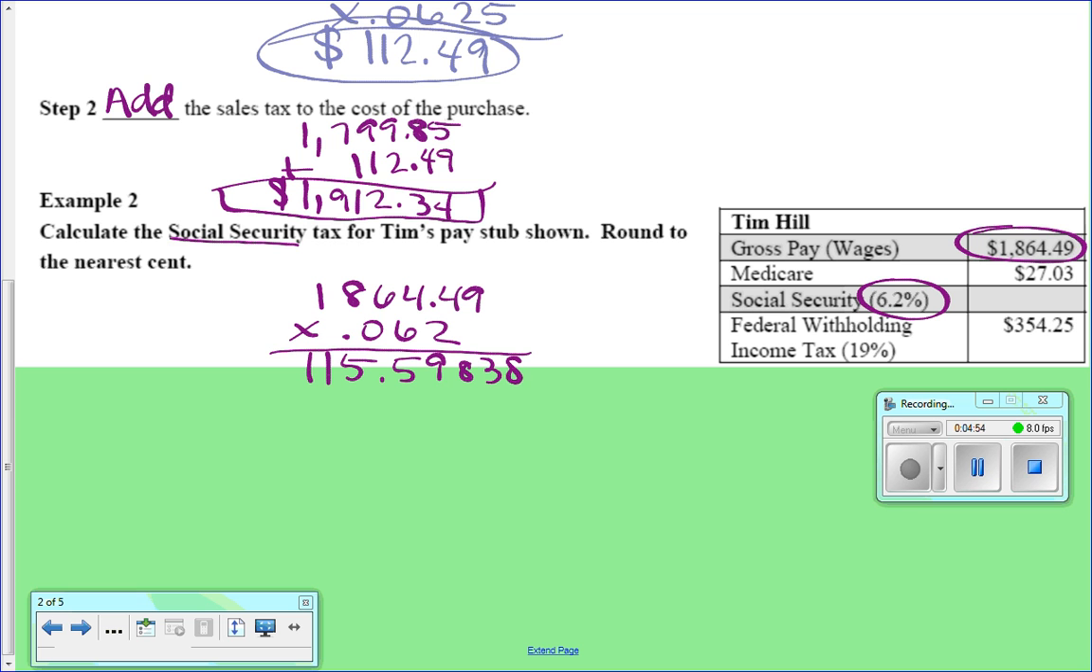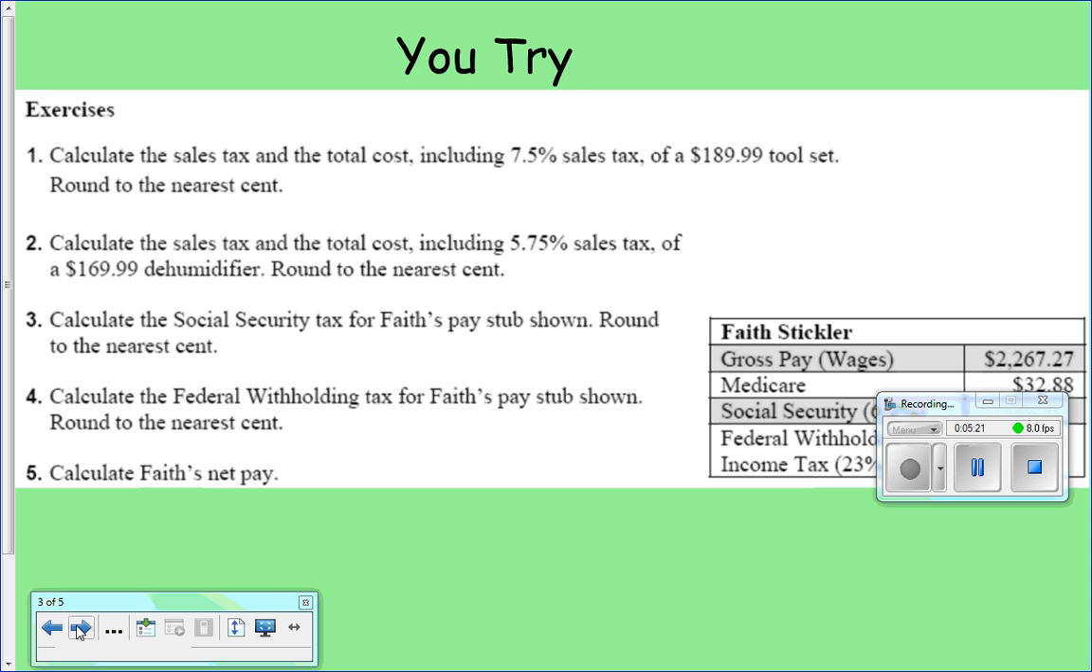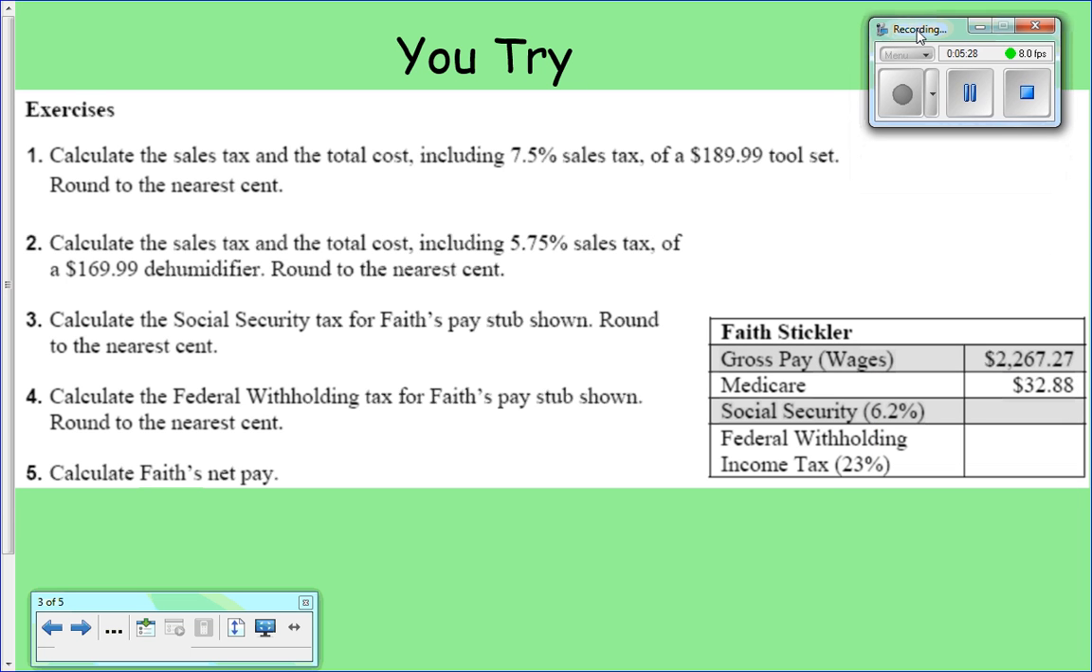Is that what you got? So what do we have to do here? Yes, we have to round. So look at that thousands place, so that would be bumped up to $115.60. Questions? Be careful, pay attention to the rounding, okay? All right, down below, you have 5 problems. And let's see how you do. And then we'll check with your table.